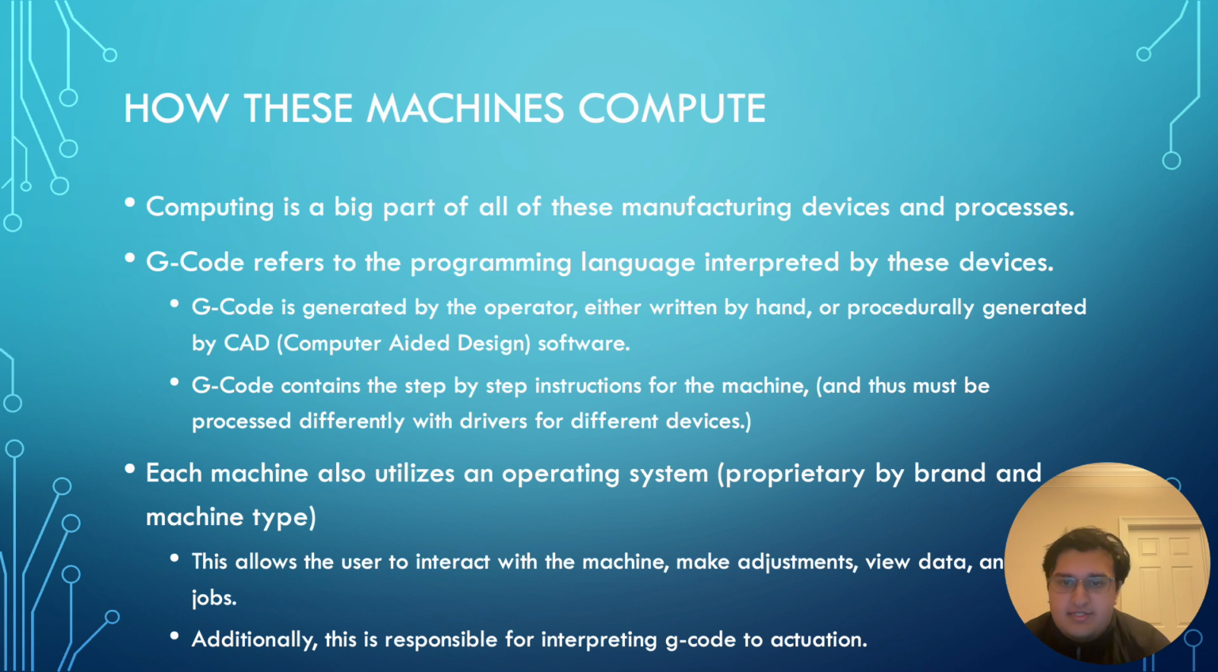Each machine also has its own operating system, because pretty much every machine has an operating system that allows you to interact with it, read, and make adjustments. And it also interprets that G-code into the physical actuations and motors.